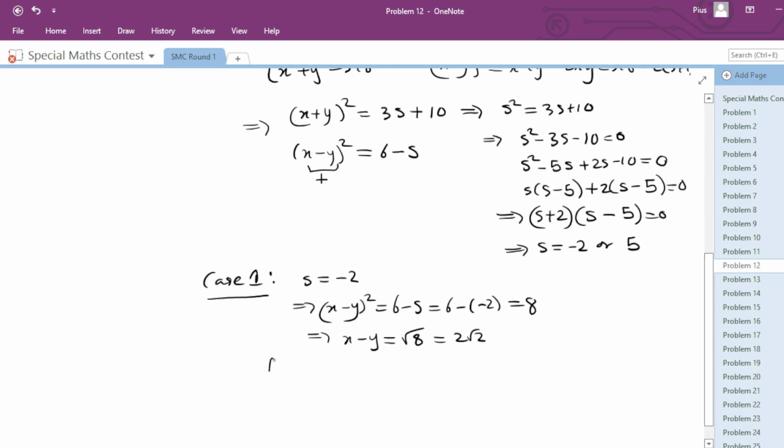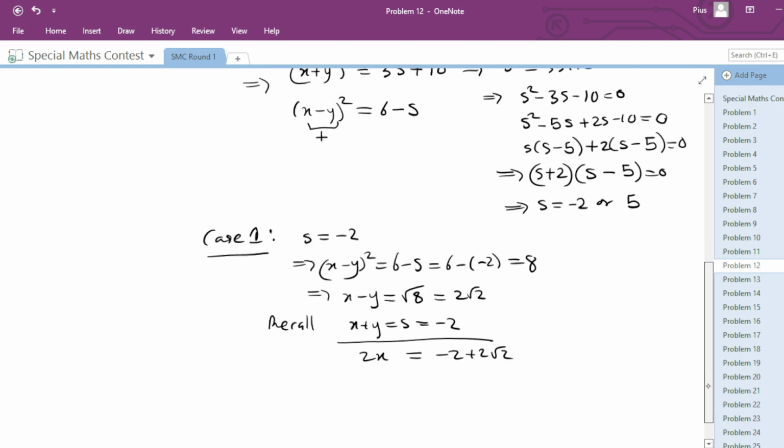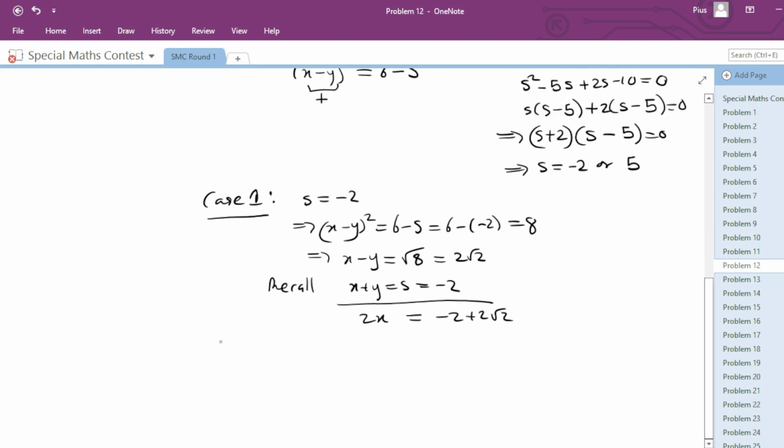But recall that x plus y, which is s, is minus 2. So with this we can solve simultaneously by adding up to get 2x will be minus 2 plus 2 root 2. Okay, so this is one case. Let's look at what the other case has to offer.